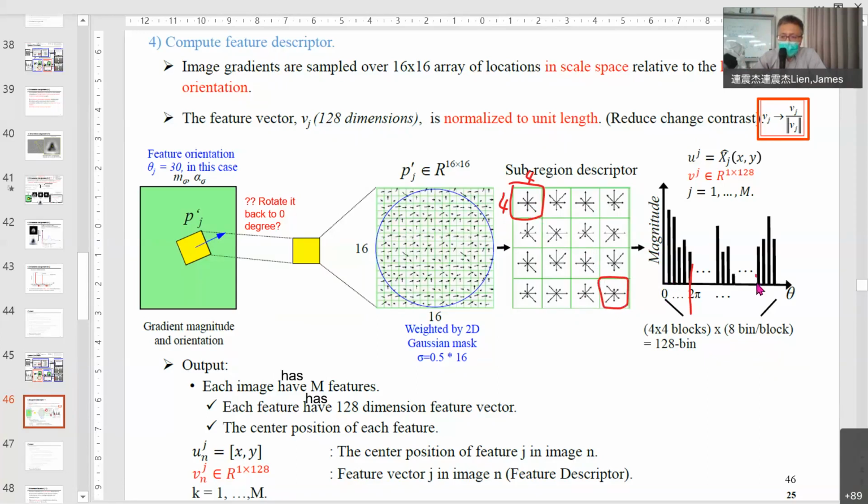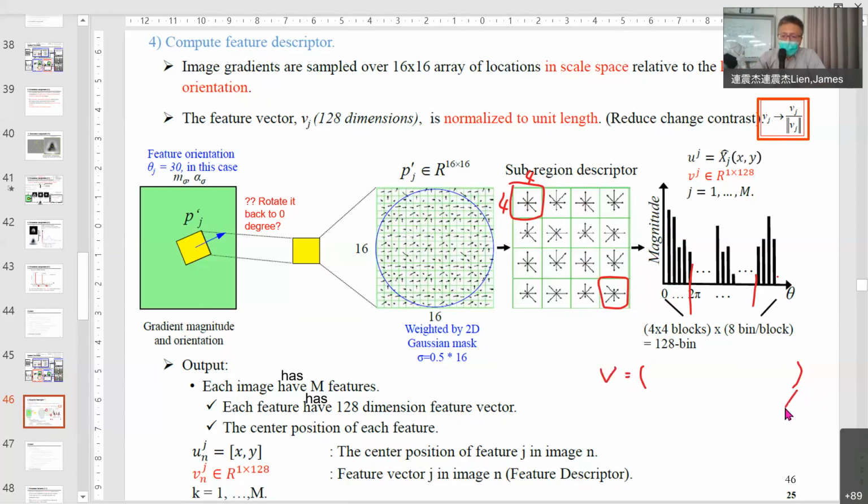So the final one here is also 8 bins. Total is 8 bins for each block, and 4 by 4 blocks, 16 blocks. The height is the magnitude. It is a statistic, accumulated over 8 bins: how many pixels at 0 degrees, how many at 45 degrees, how many at 90 degrees. This is the magnitude, and this becomes a vector.